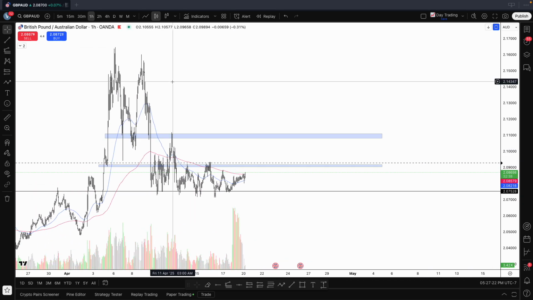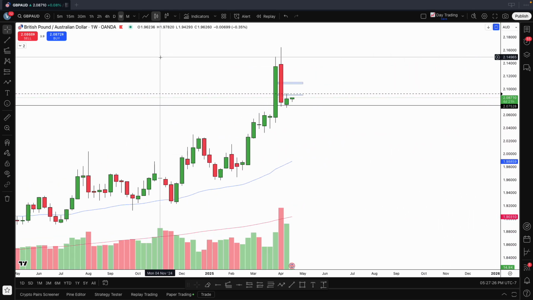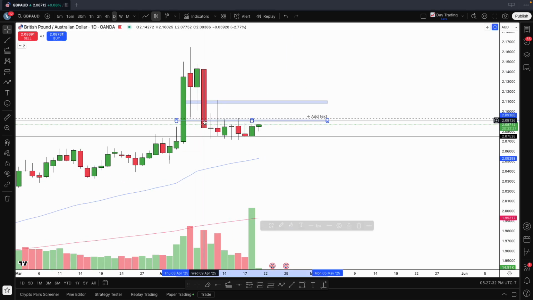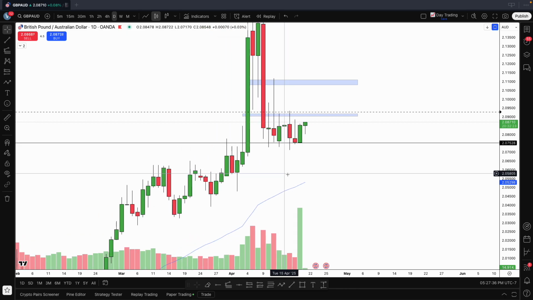Next comes this GBP AUD. Not my favorite trade, but I'm always keeping my eye on this. As we can see, the price was bullish, came back down, and gave us a good weekly rejection over here on this area of structure. If you go down to daily, price is basically making a double bottom, ready to go back up again.